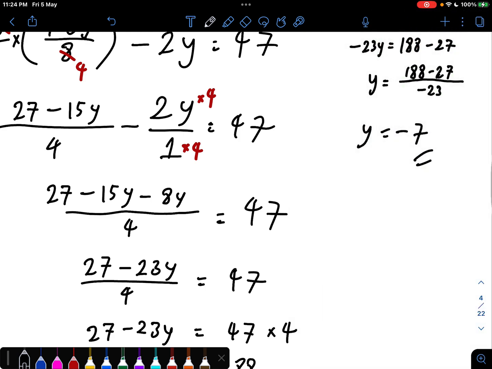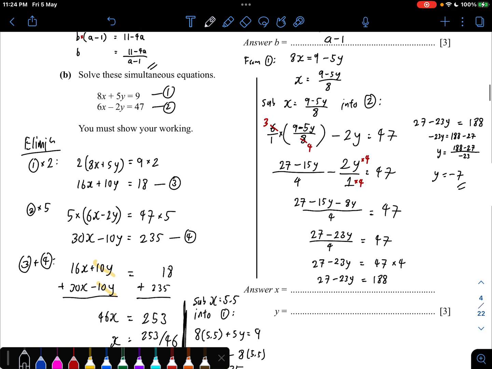Sorry, that's just y, which is not x yet. We are still not done. We still need to solve for x. Now sub. Maybe I'll call this equation star. Okay, sub y equals negative 7 into equation star. What do we end up with? x equals 9 minus 5 times negative 7 all over 8.